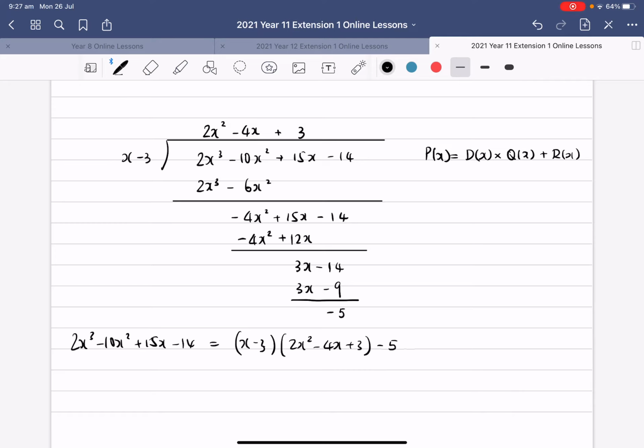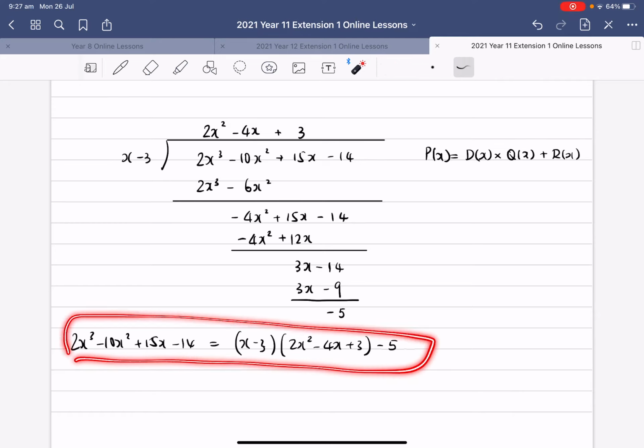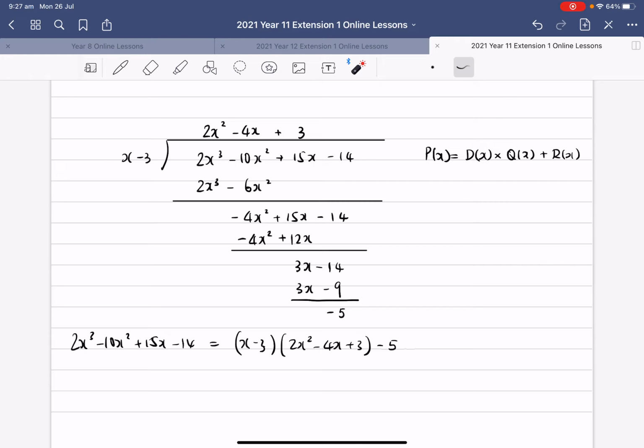All right, so this, you don't need to write it all the time. You only write it if the question asks you to do it. Otherwise, that's your answer here. You can just answer the question by saying, okay, that becomes the remainder. Here is the quotient.